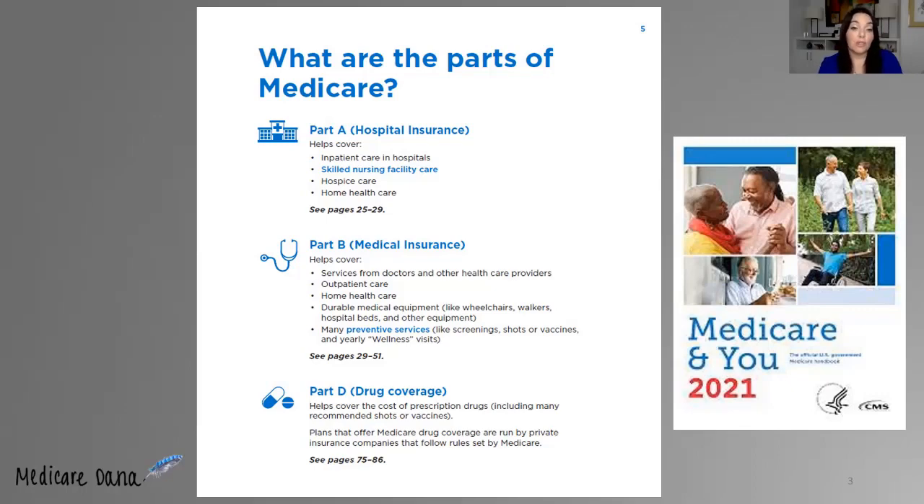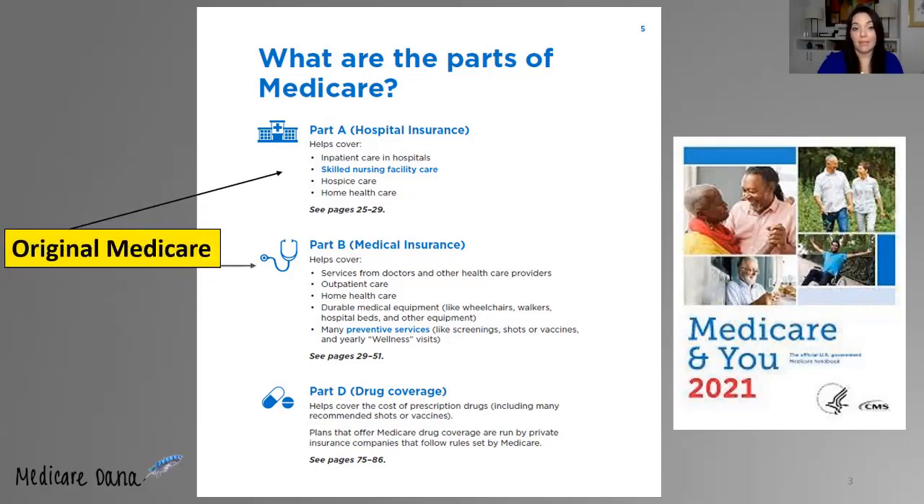Part D is going to be your prescription drug coverage. And these three parts together are considered Original Medicare. When you have Part A and Part B, that's Original Medicare. And then you get a standalone drug coverage program, which is Part D.